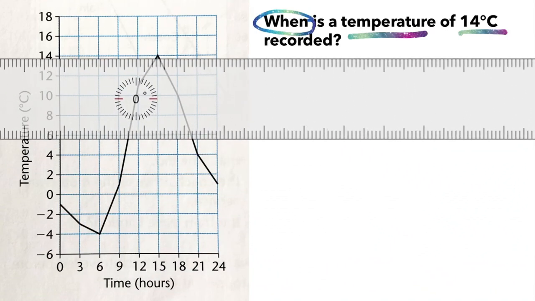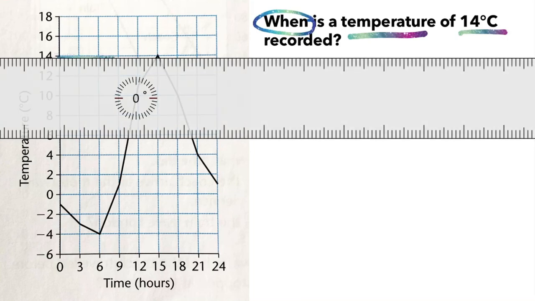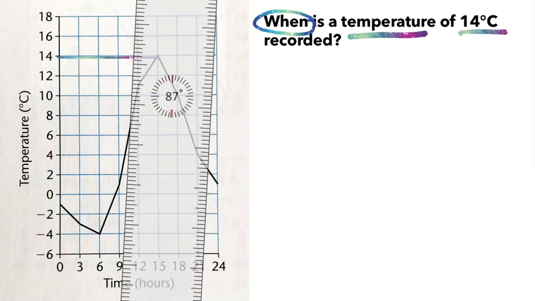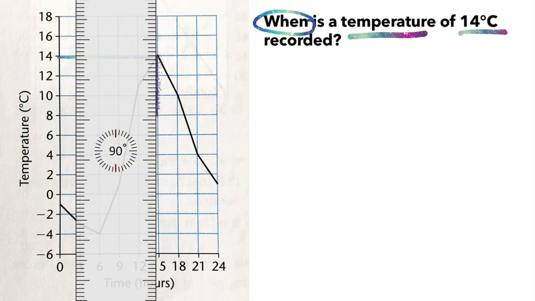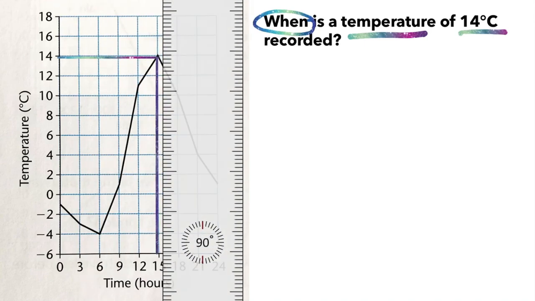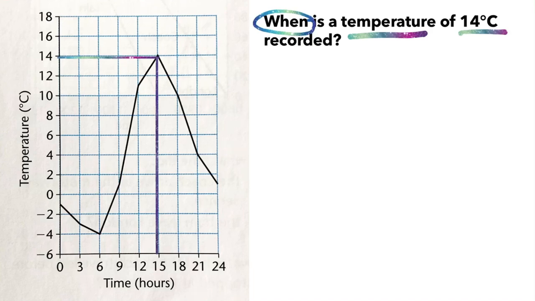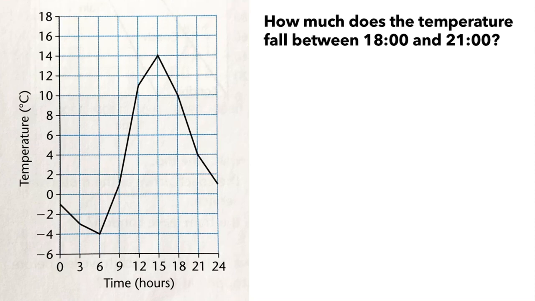So when is the temperature of 14 degrees recorded? So let's go across from 14 and then go down from the point where I just met the line graph. Okay, let's get rid of the ruler. Okay, so now I can see I've gone across to the right from 14 degrees and gone down to find the time. And I can easily see now the time is 1500 or 3 o'clock.